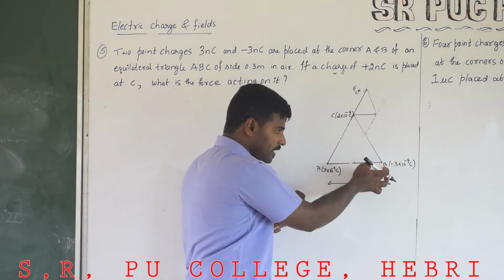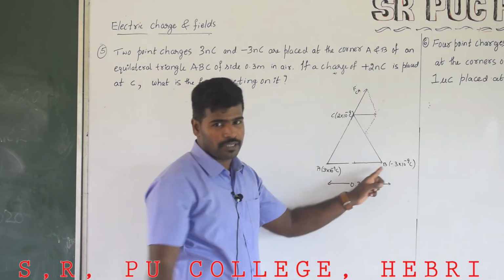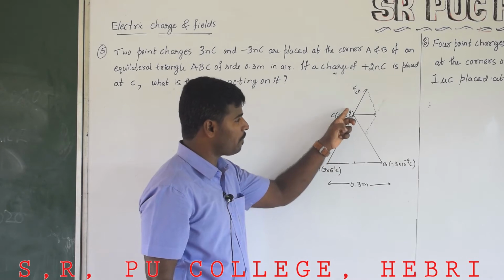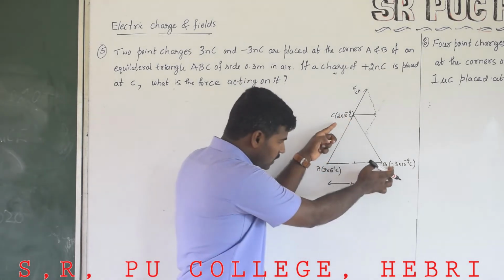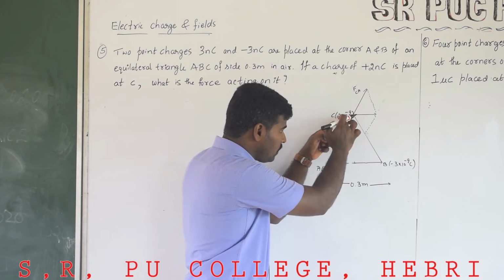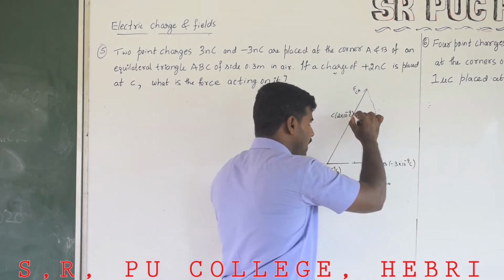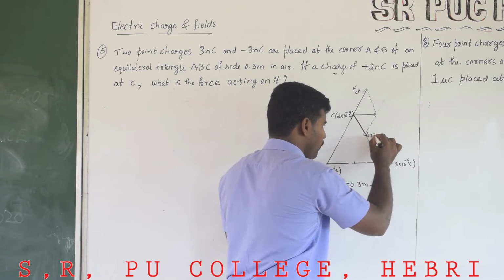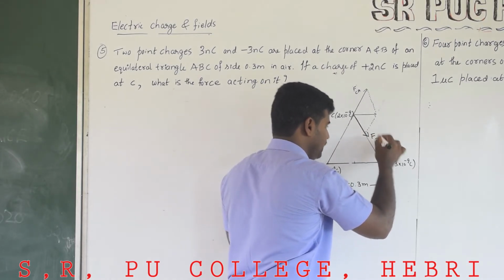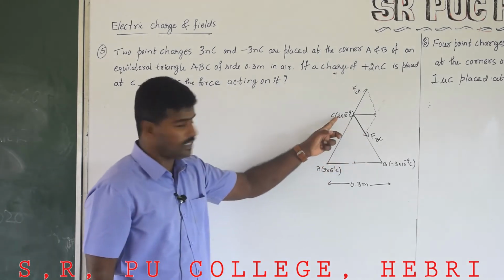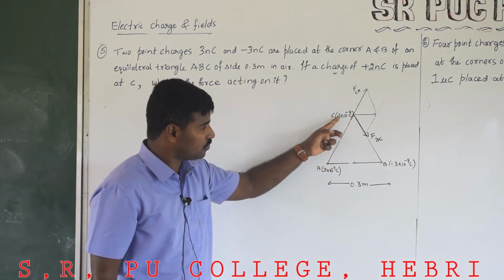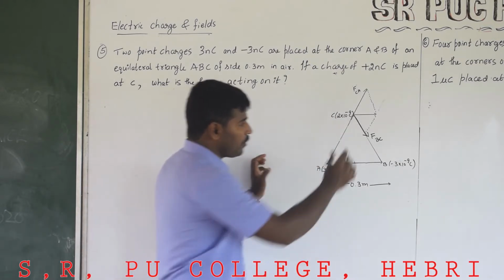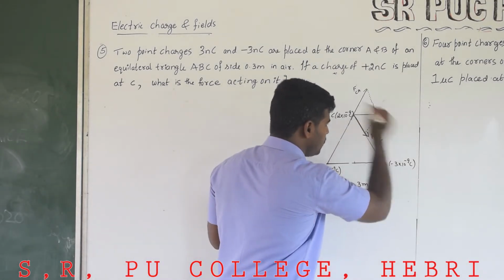as well as in the second condition the charge on B is minus 3 into 10 raised to the power minus 9, the charge on C is 2 into 10 raised to the power minus 9 coulomb. Here the charge is negative, here the charge is positive. There is a force of attraction between these two charges, therefore that is expressed as FBC. Since the force of attraction on C is due to B, therefore FCB. Therefore we have to calculate the resultant force.